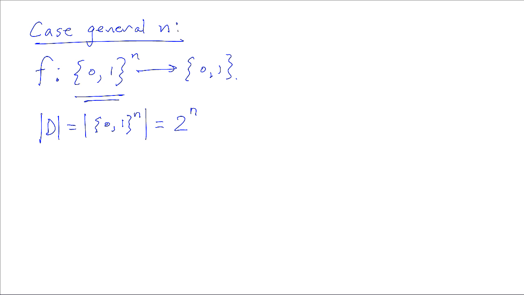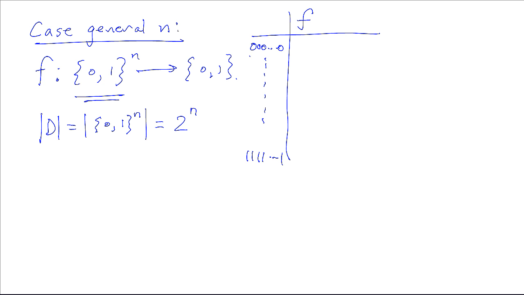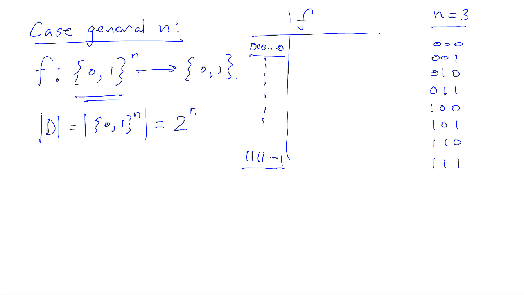Okay, and so now, as I construct a table for this function f, I'm going to have 2 to the n possible inputs, starting with n zeros and going all the way down to n ones. For example, if n were equal to 3, I'd have 000, 001, 010, 011, 100, 101, 110, and 111. There are 2 to the 3rd, or 8 of those. In general, then, there are 2 to the n of these.